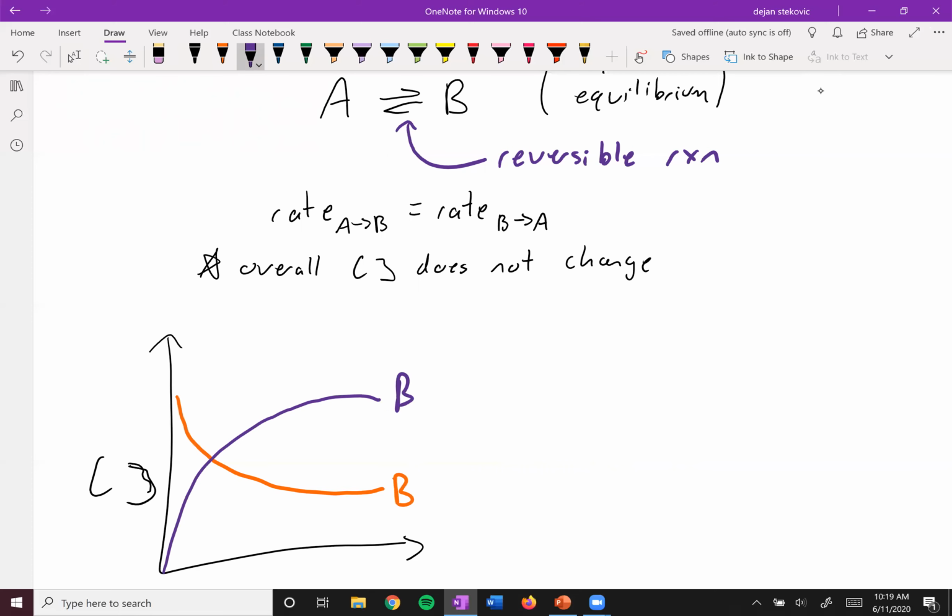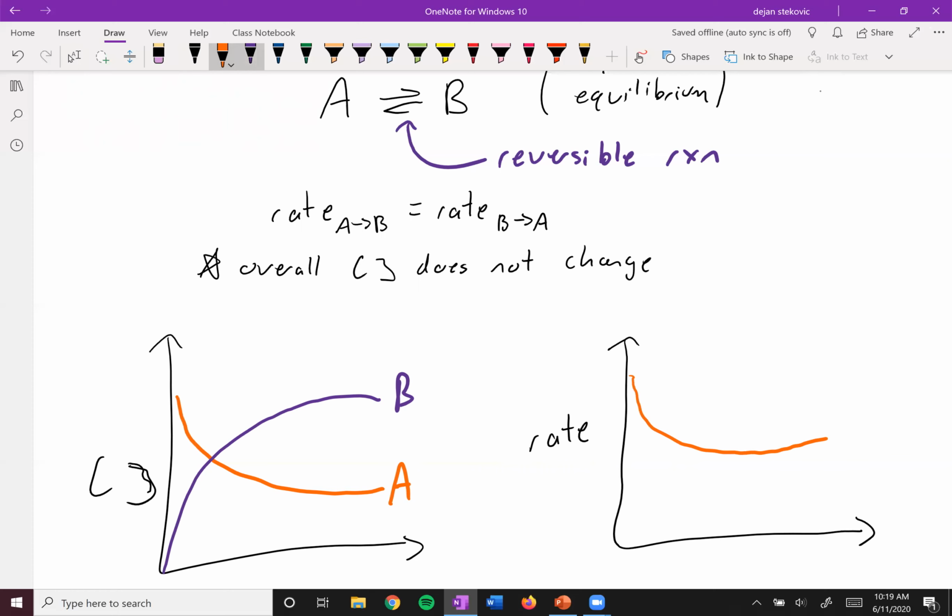Oops, mix those two up. This one should be B. This one should be A. And then we can think of another plot of rate of these reactions. And so when we're thinking about rate, at the beginning, A is decomposing very quickly, but then the rate eventually levels off. And then B is coming up very quickly, but it also levels off. And then after a certain point, our rates are going to be equal to one another. And when these rates are equal, we say that equilibrium is established.